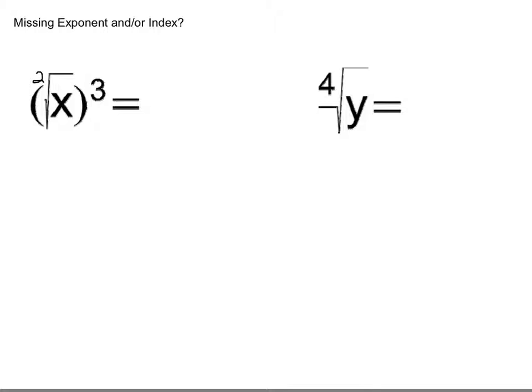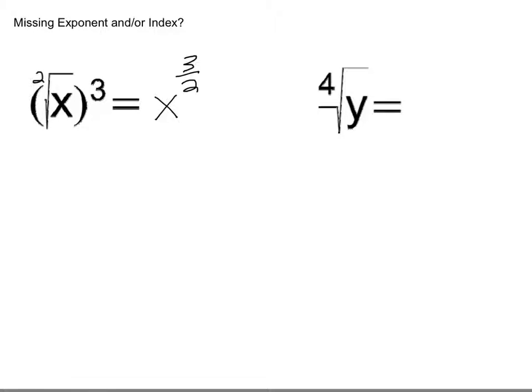In this case, we could rewrite the square root of x to the third as x to the 3 over 2. 3 was originally an exponent, so it becomes my numerator. 2 is my index, it becomes my denominator. With this particular problem, since I don't have a number for x, I can't go any further. It's just how we would rewrite it.